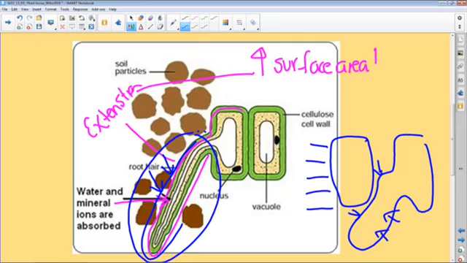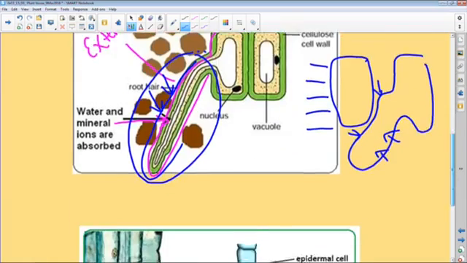Okay, so I change it a bit. I take my root, and I add a little extra to it. So I still have a covering function, but I've got an added responsibility. And my added responsibility is to do what? To absorb water. So I add a little extension onto it, and I can absorb more water.